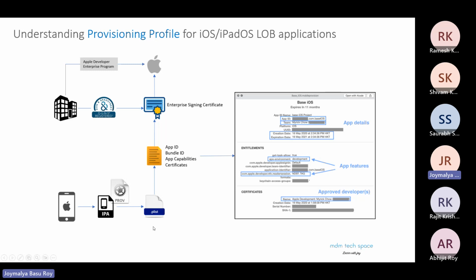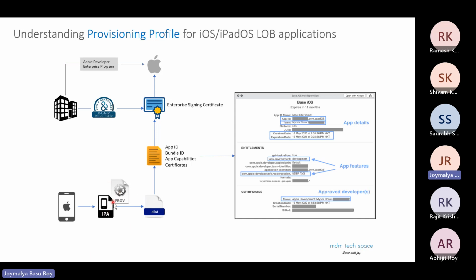But how it works is more or less like this. You have an Apple Developer Enterprise program, and you have a DUNS registered ID with Apple. Based on this, you get an Apple Developer ID from where you can get an enterprise signing certificate. With the help of this enterprise signing certificate, you can create the application that you are building.